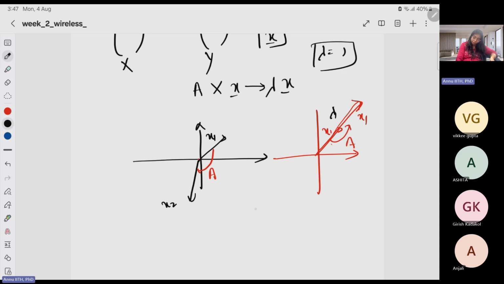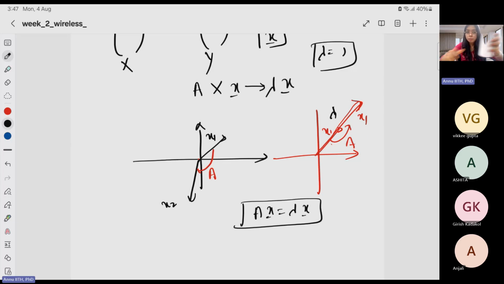So after transformation, A of x is equal to lambda x. This particular transformation is called an eigenvector. You're multiplying a matrix with a vector that doesn't change its orientation. That is called an eigenvector, and the scaling factor by which it got scaled is called the eigenvalue. It's a very beautiful concept.